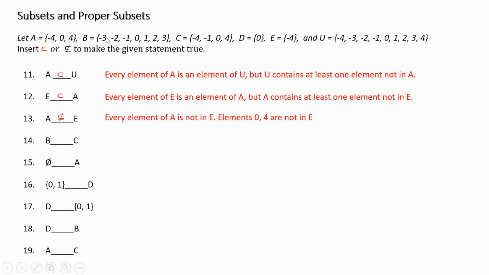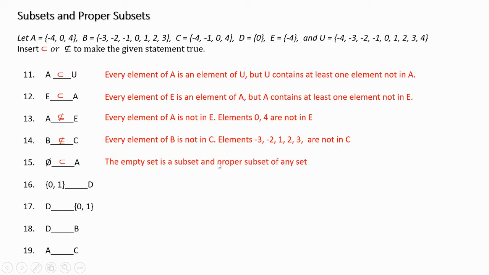How about the set B and C? So what should go here? We have set B, we have set C. Right, so it's like number 2, right? So it's going to be this one here, not a subset. And here's the reason behind it. Again, every element of B is not in C. Elements -3, -2, 1, 2, and 3 are not in C. How about 15? Is it 1 or 2? Is it a proper subset or not a subset? Going back to the rule: the empty set is a subset or proper subset of any set.